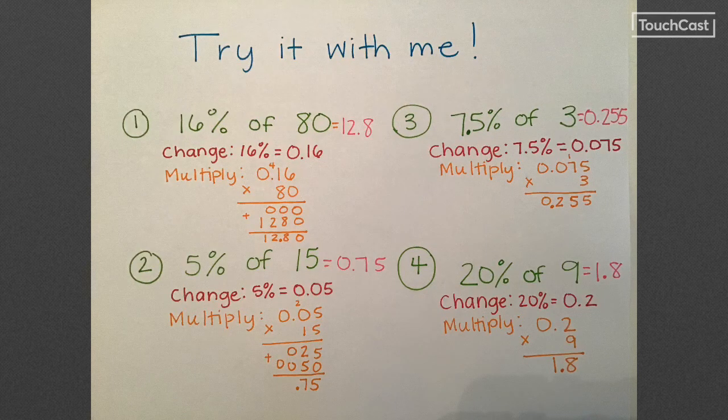And finally, for question number 4, 20% of 9. Change 20% to a decimal. You can write that as 0.20, or you can just write it as 0.2. Then you need to multiply. 0.2 times 9 is 1.8. Hope you guys learned how to find the percent of a number.